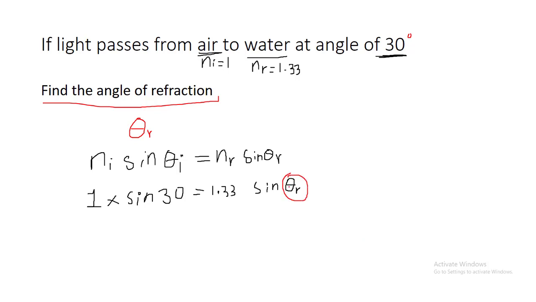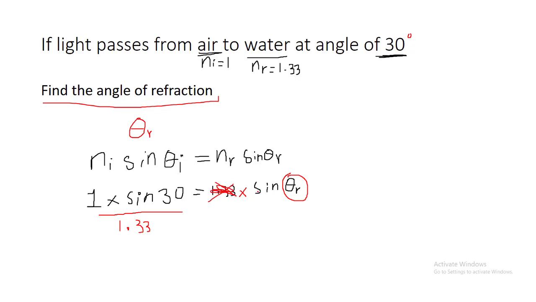Now theta r has two unknown partners. The first one is 1.33, the second one is the sine. So I have to get rid of both of them. How do I get rid of the first one, the 1.33? Of course, this is a multiplication between them. So if I want to get rid of a multiplication operation, when it goes to the other side, it becomes a division. So this goes to this side and it becomes a division, 1.33. And because it went to the other side, this one of course disappears, right?